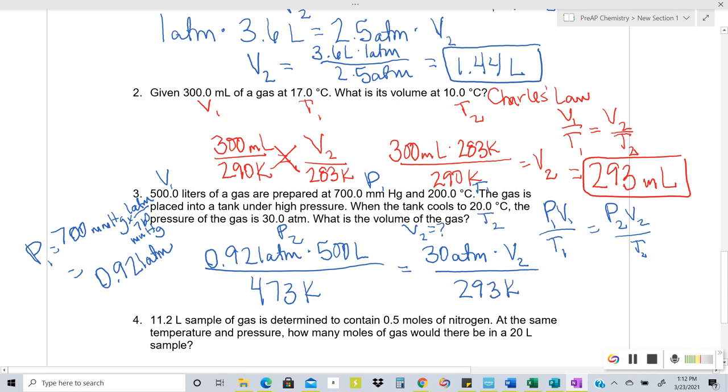So here, we're still cross multiplying. So we're going to multiply 0.921 times 500 times 293. Then you're going to divide that by the 473 and the 30 atmospheres. So V2 equals, okay, make sure you put the bottom in parentheses if you're not using a calculator that has that fraction function.